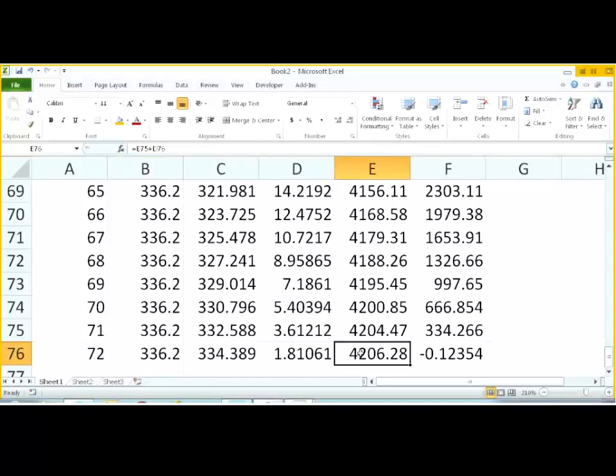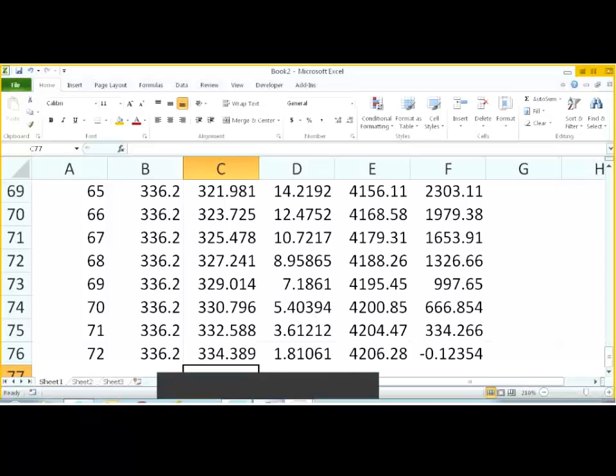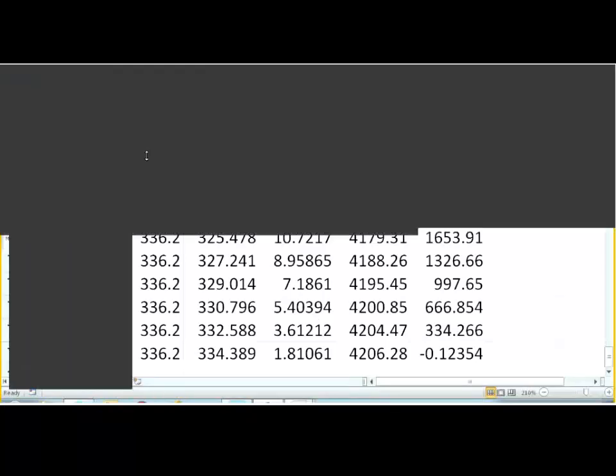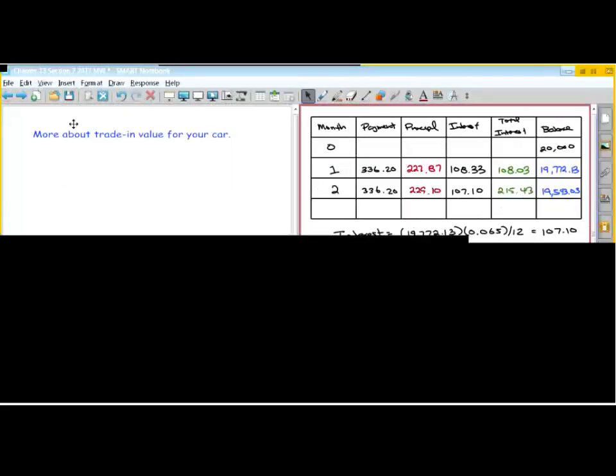So then you get down to the bottom. You've paid $4,206 in interest, $20,000 in principal, and if I add all these principal calculations up, it'll add up to $20,000. And if I add all these up, it adds up to 4206.28. Okay, so that's that. It's not a real super difficult calculation. It's just a lot of calculations, which, as I said before, is what spreadsheets do. They're great at doing that kind of stuff.